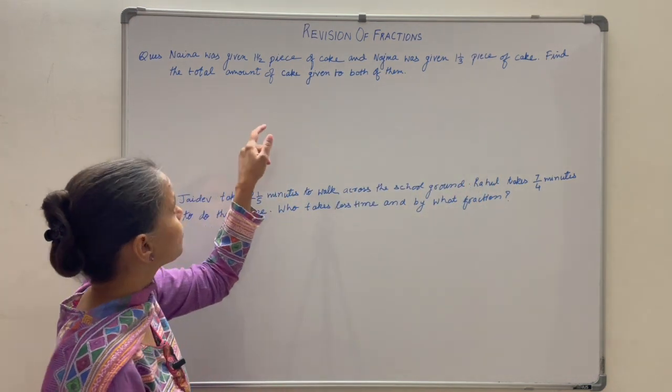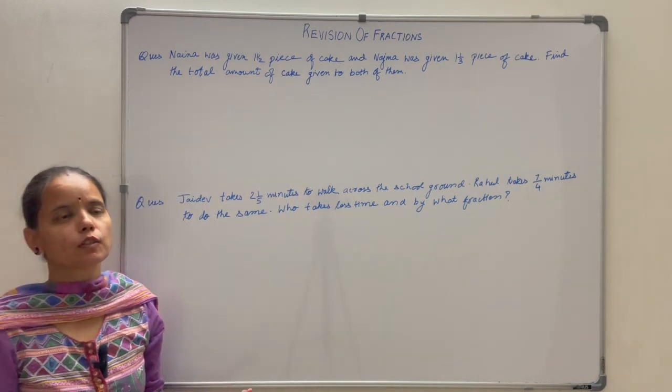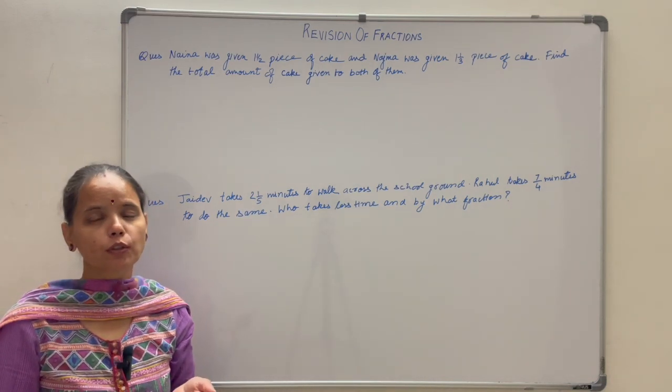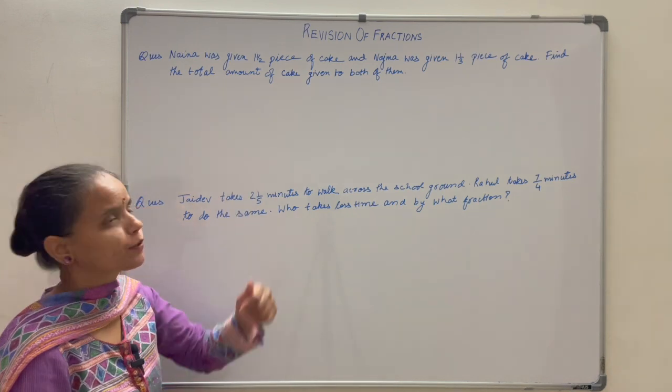Nana was given 1.5 pieces of cake and Najma was given 1 by 3 piece of cake. Find the total amount of cake given to both of them. So to find the total amount of cake given to both of them, you need to add both the two mixed fractions.